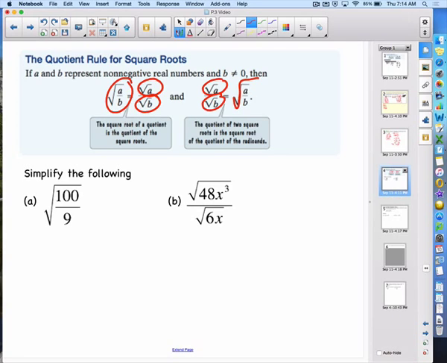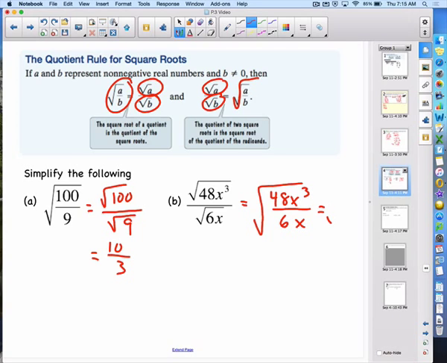So on the one here on the left, what we would do is put the square root of 100 on top, square root of 9 on the bottom, and then now I can do those two square roots separately. Square root of 100 is 10, square root of 9 is 3, and boom, we're done. In the one on the right, life is a little bit easier if I put this under one big square root, because then I can do some simplifying.